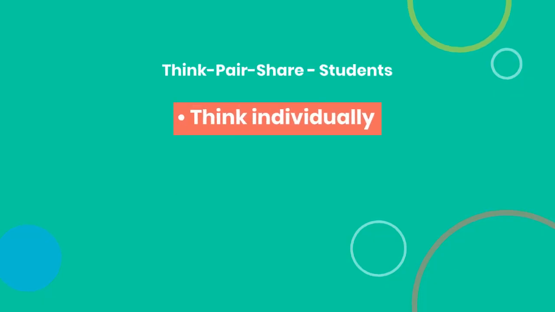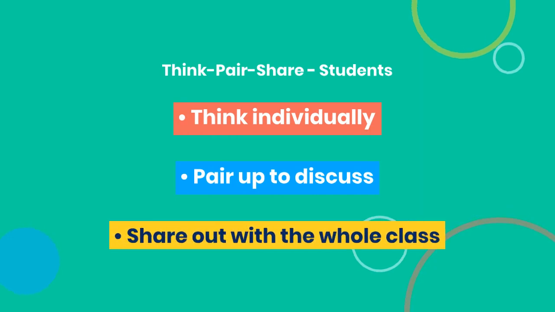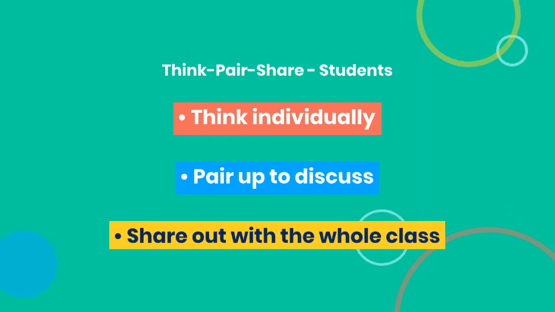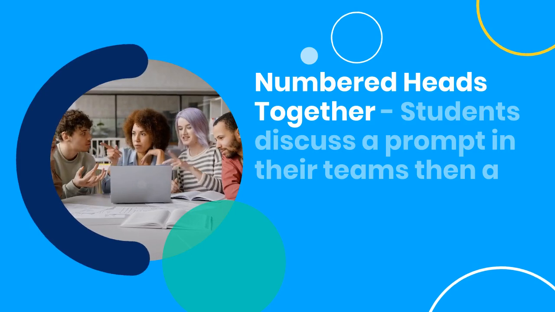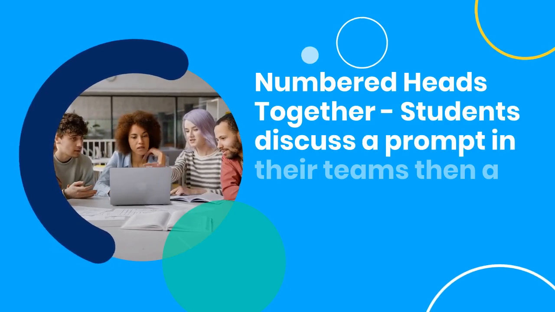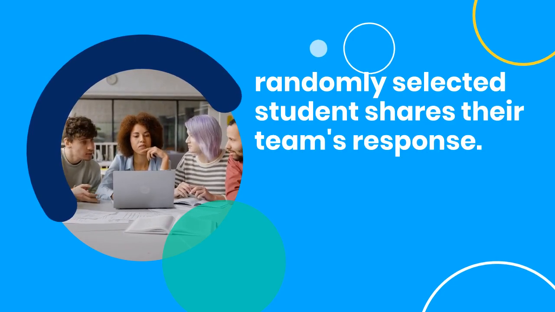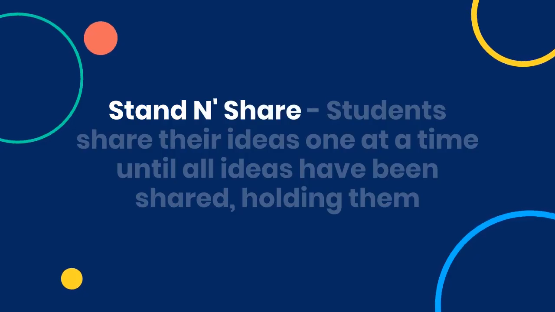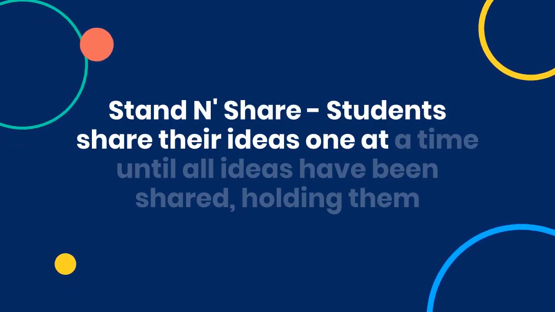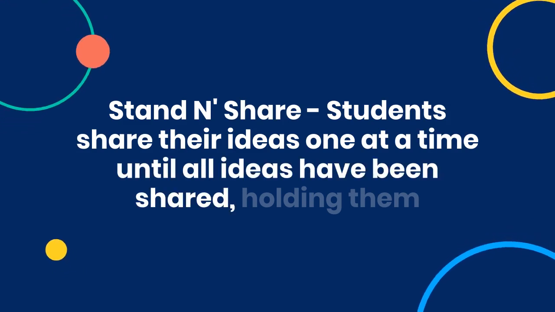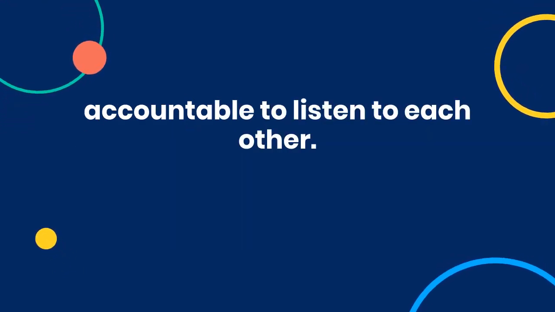Think, pair, share. Students think individually, pair up to discuss, then share out with the whole class. Numbered heads together. Students discuss a prompt in their teams, then a randomly selected student shares their team's response. Stand and share. Students share their ideas one at a time until all ideas have been shared, holding them accountable to listen to each other.